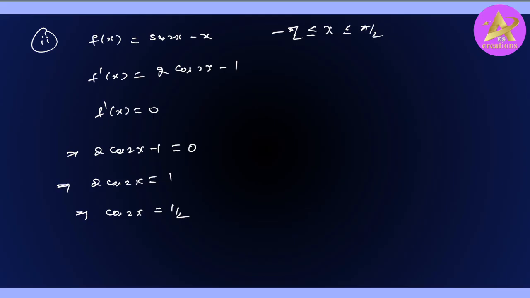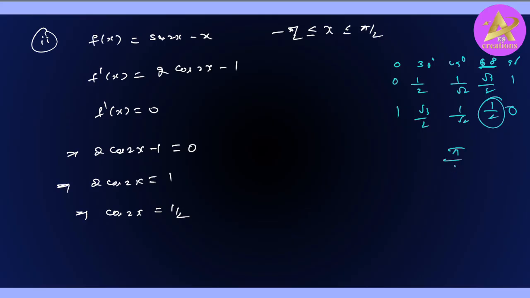Now when do we get 1 by 2? 0 degree, 30 degree, 45 degree, 60 degree, 90 degree: 0, 1 by 2, 1 by root 2, root 3 by 2, 1. If you take it in reverse, 1, root 3 by 2, 1 by root 2, 1 by 2, 0. We get 1 by 2 only if the angle is 60 degree, that means pi by 3, right?